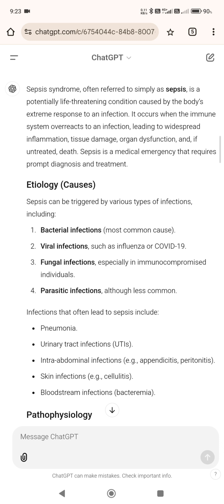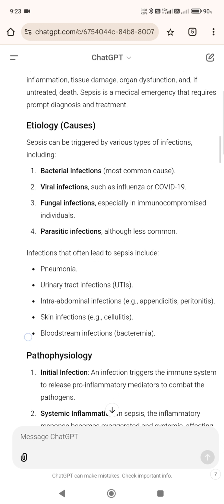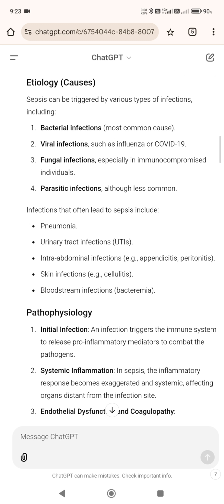Etiology, causes. Sepsis can be triggered by various types of infections, including: 1. Bacterial infections, the most common cause. 2. Viral infections, such as influenza or COVID-19. 3. Fungal infections, especially in immunocompromised individuals. 4. Parasitic infections, although less common.